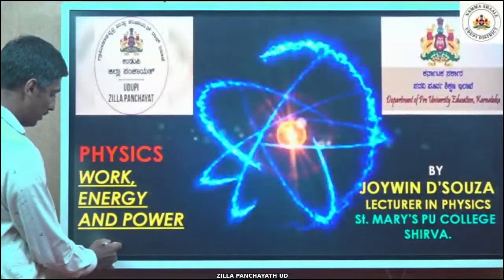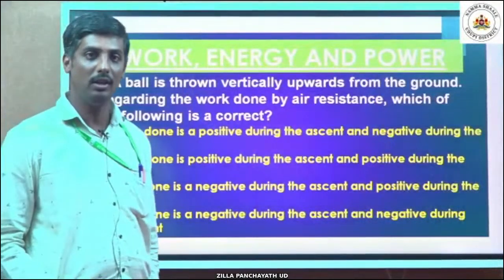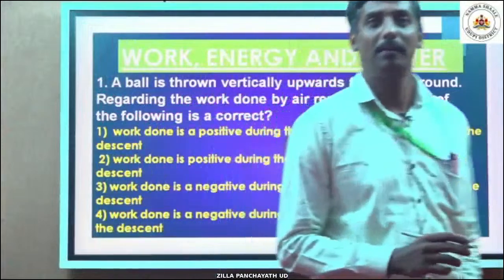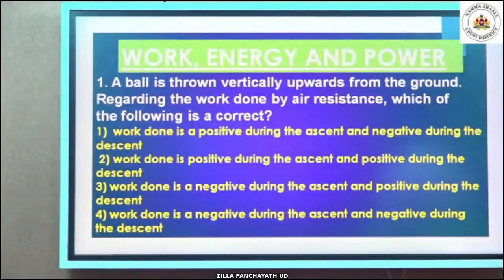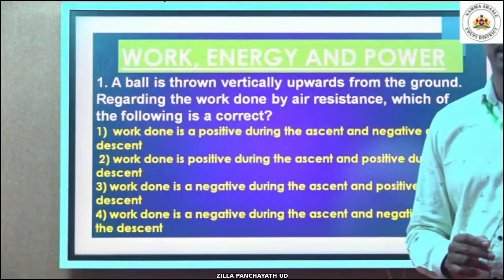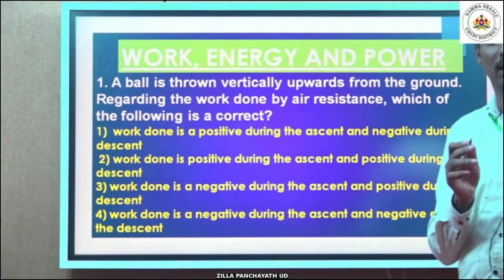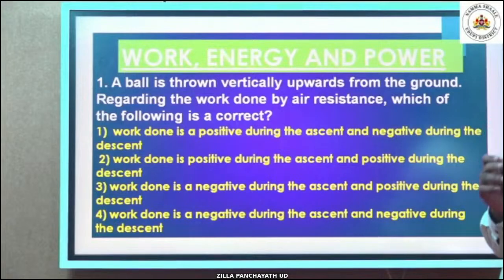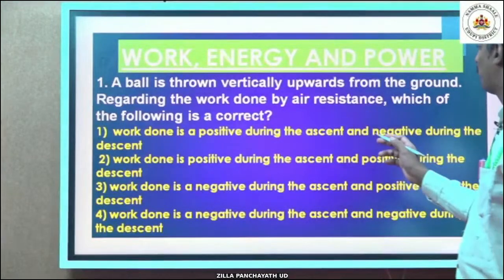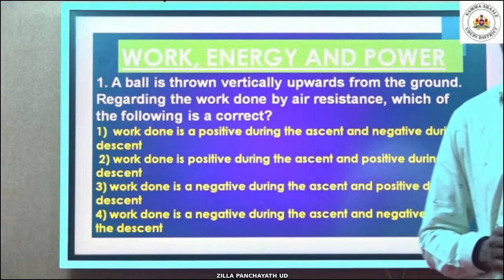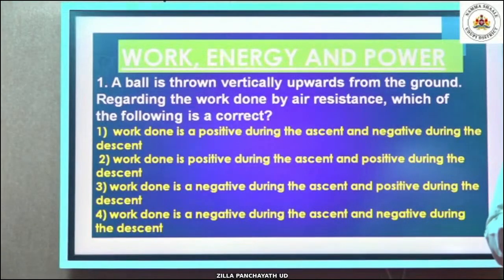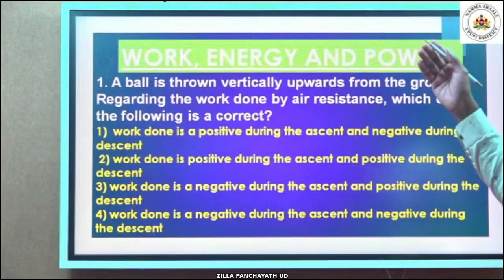Let's go to the first question of this session. A ball is thrown vertically upwards from the ground. Regarding the work done by air resistance, which of the following statements is correct? We have four statements here. He's asking about the work done by the air resistance. Work done is positive during the ascent and negative during the descent. Work done is positive during the ascent and positive during the descent. So he is speaking about the work done, whether positive or negative.